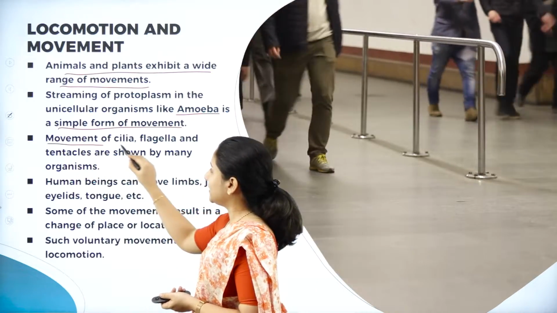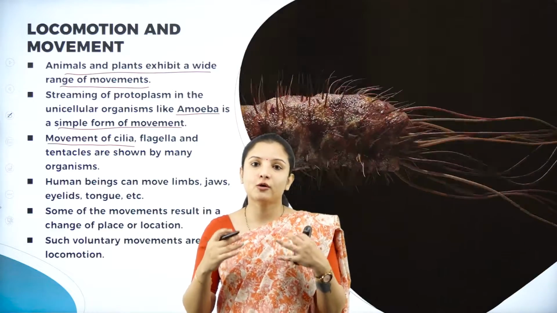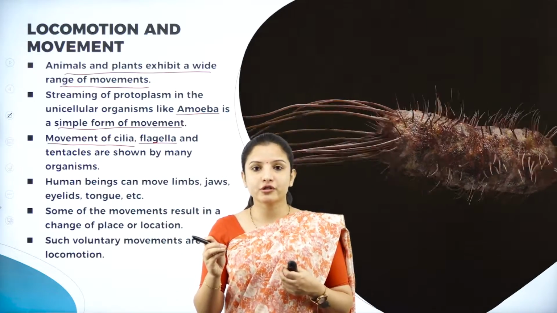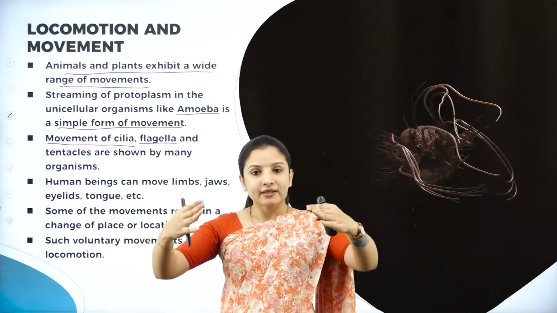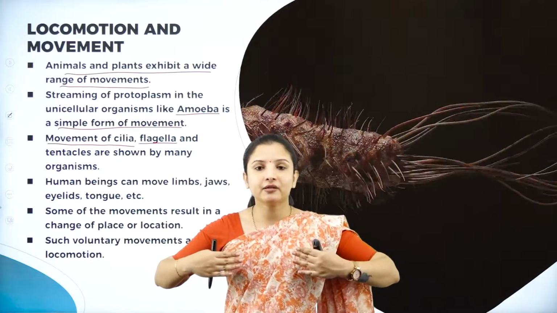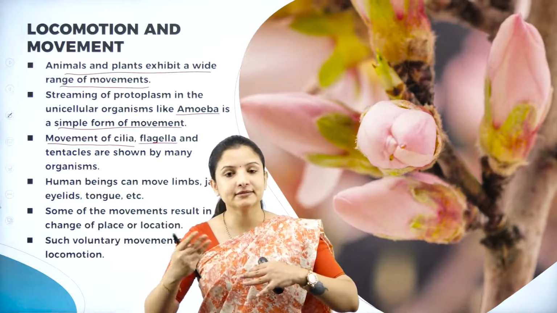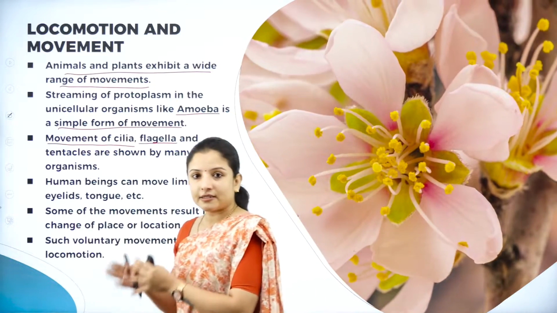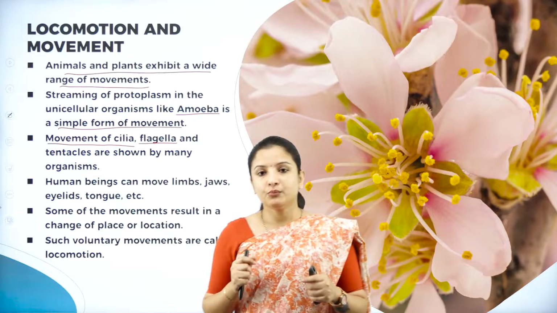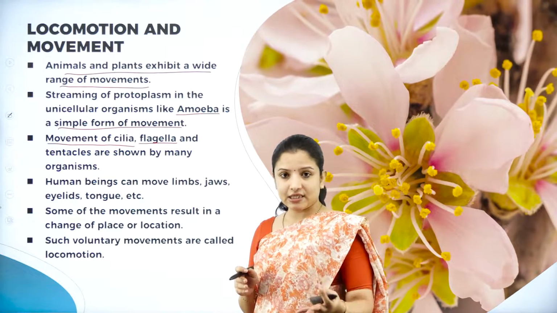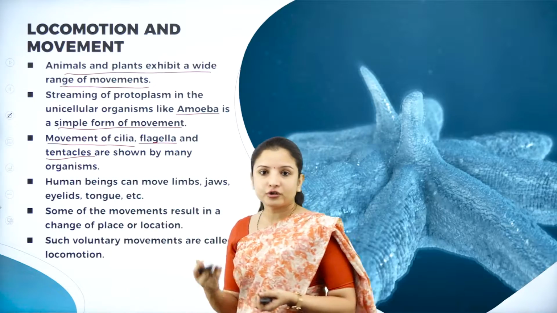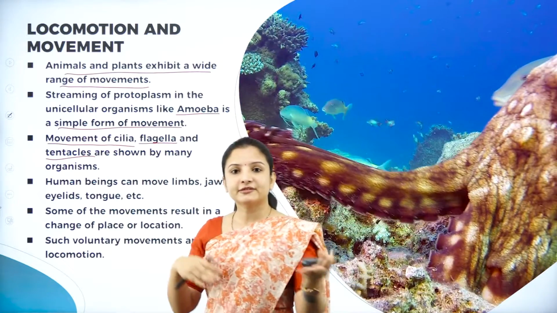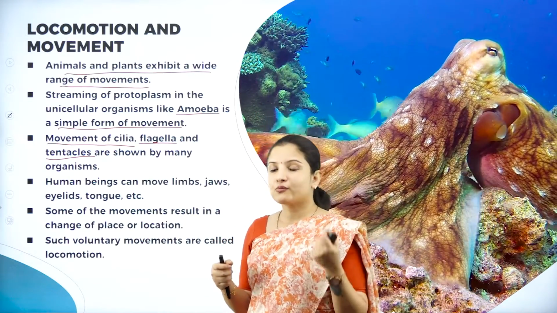And here, talking about movement of cilia. The movement of cilia helps in the locomotion of, for example, paramecium, and the movement of flagella helps in the locomotion of euglena. So now you might have understood the difference. When the cilia move in a rhythmic manner, it helps in the forward movement of the organism, for example paramecium, where the movement of the cilia helps it move from one place to another. That is the difference between locomotion and movement. Similarly, flagella, as we see in euglena, and tentacles. Octopus have tentacles, right? If they move their tentacles, only then can they locomote from one place to another in the ocean.